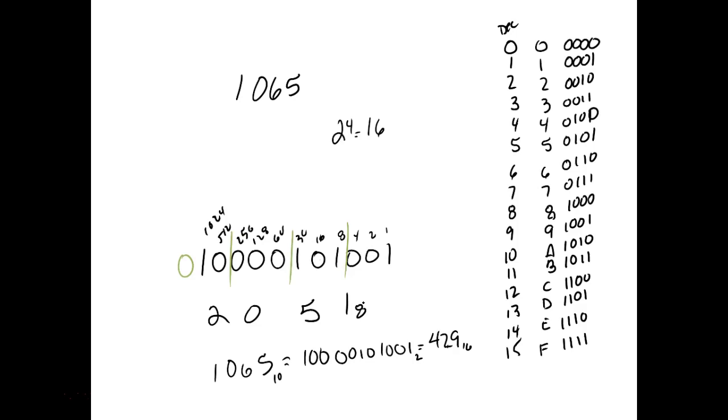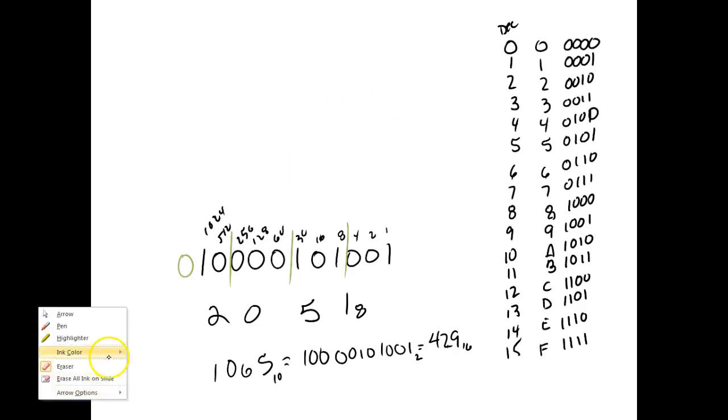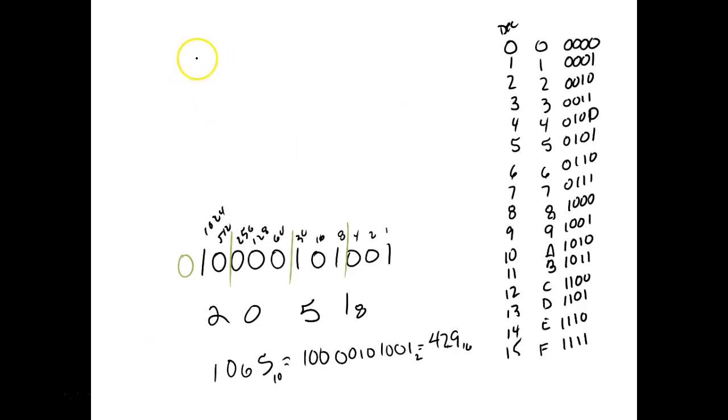So I can take a base 16 number and go to base 2. I can take a base 16 number, 3B9AC, and convert that to binary. That fast. Now, how can I do it that fast? Because I've memorized these patterns.